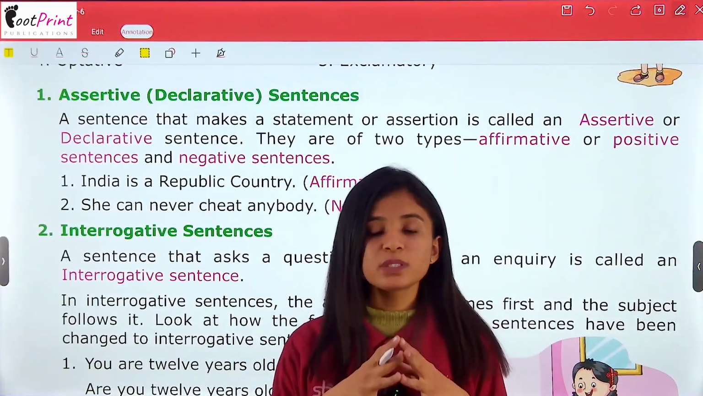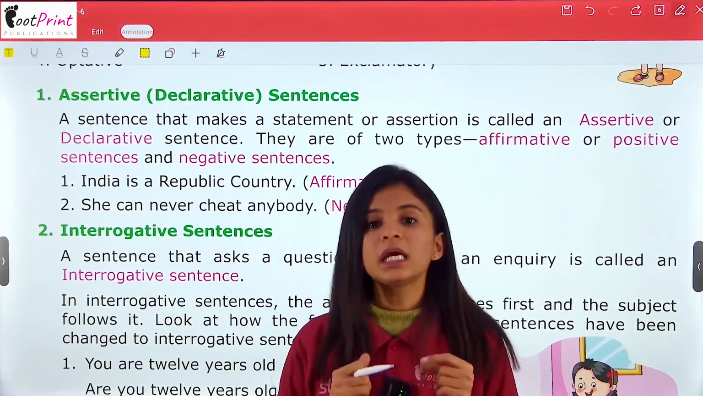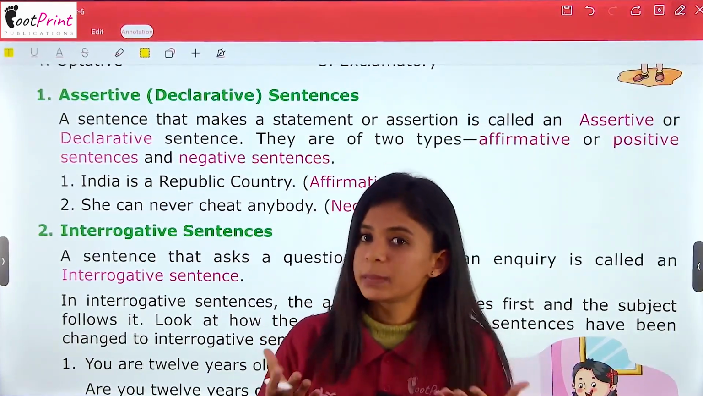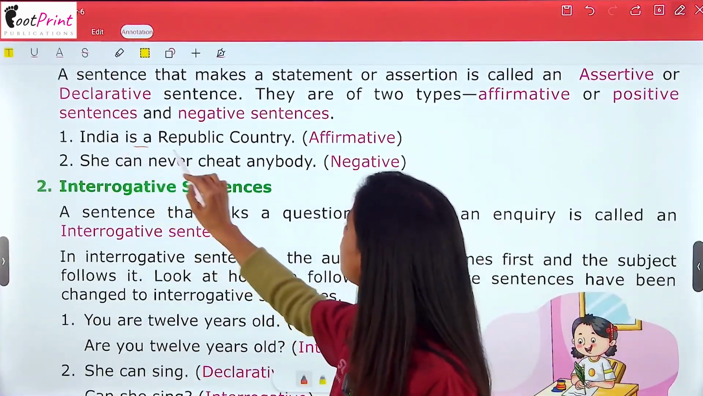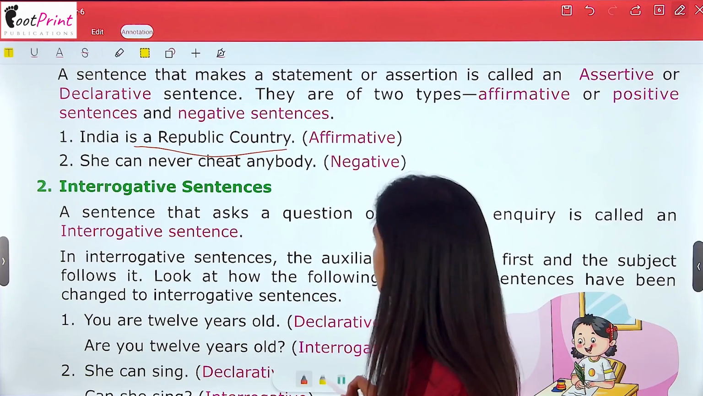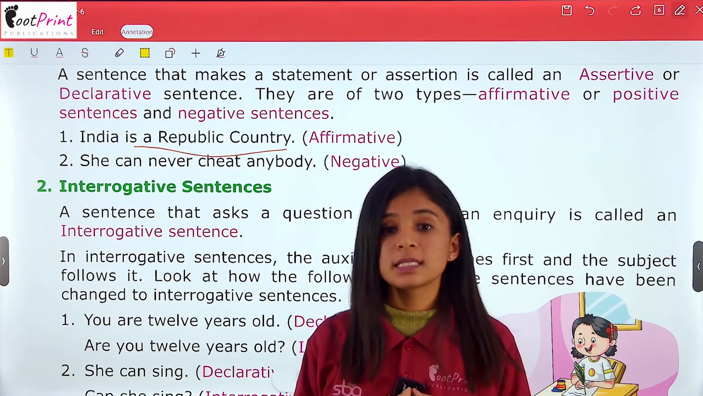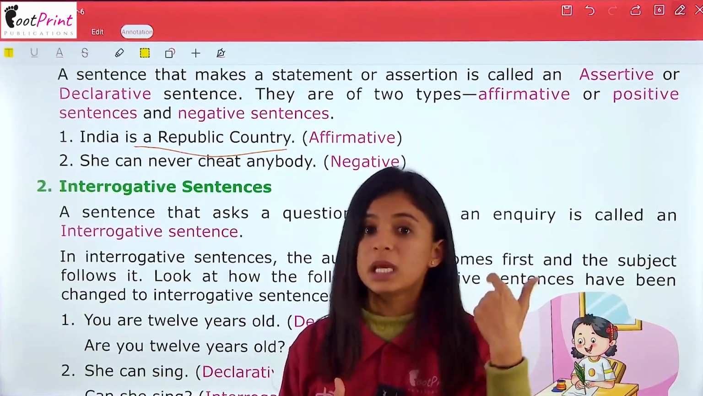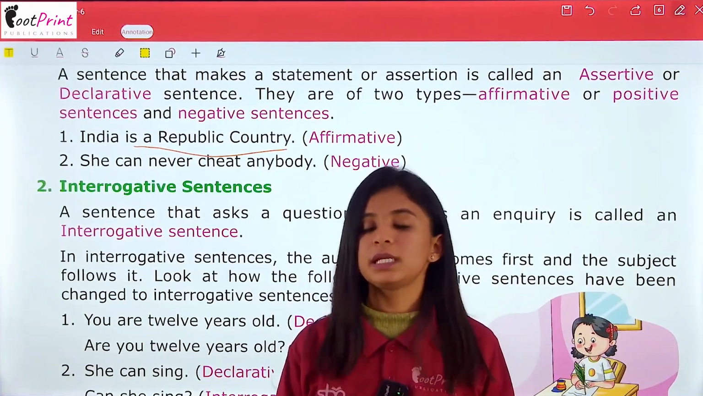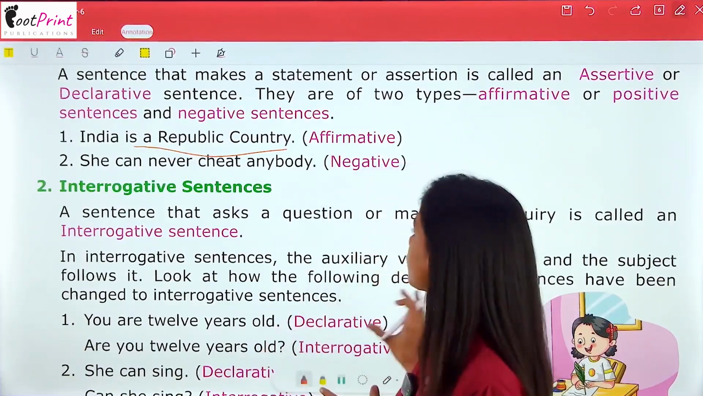So these are the types of sentences that make a statement, जो कोई statement बनाते हैं या हमें casually कोई बात बताते हैं. For example, India is a republic country. So it is a basic statement. We all know that India is a republic country. There is nothing to ask about in the sentence. There is nothing to exclaim about in this sentence. So these are definitely declarative sentences or assertive sentences.